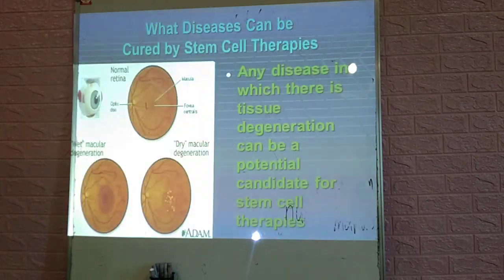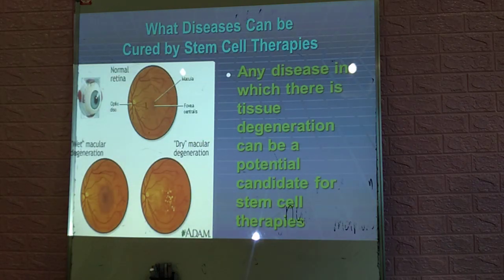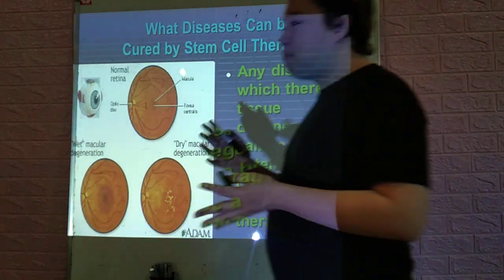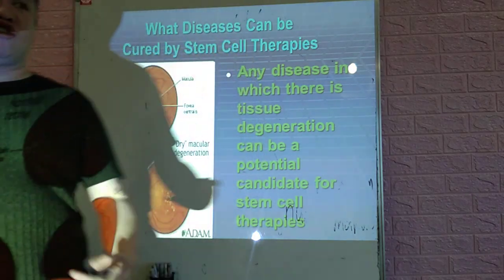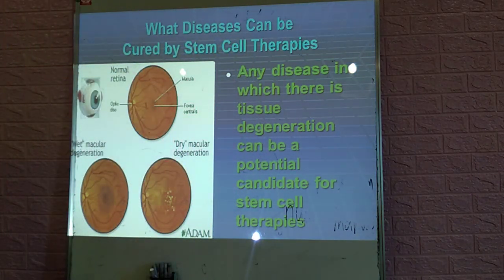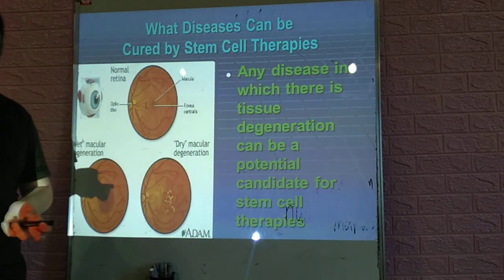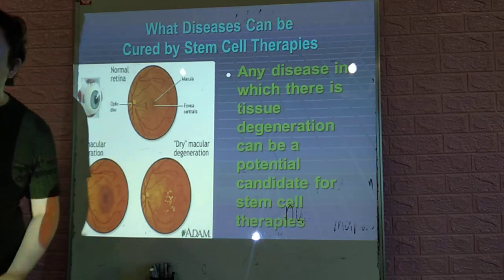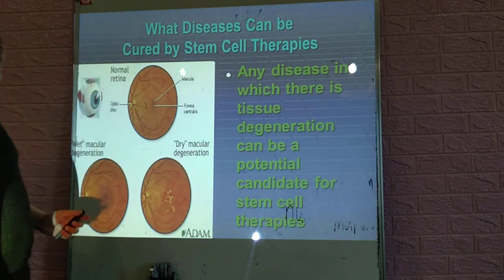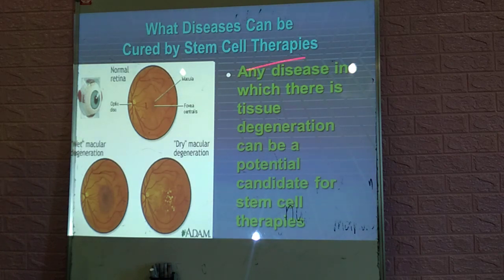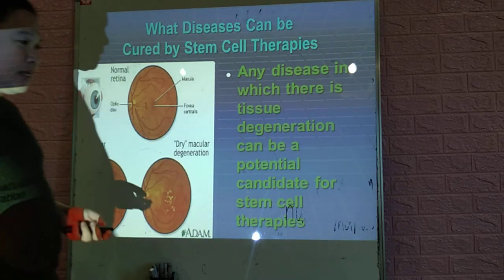Next one. What diseases can now be cured by stem cell therapies? So we have here, guys, as what was stated, if you are to remember in stem cell therapy, regeneration of any tissue, we have here multipotency and also pluripotency. If it's pluripotency, almost all of the tissues or organs of the body can be addressed or reformed. So any disease in which there is tissue degeneration can be a potential candidate for stem cell therapies.